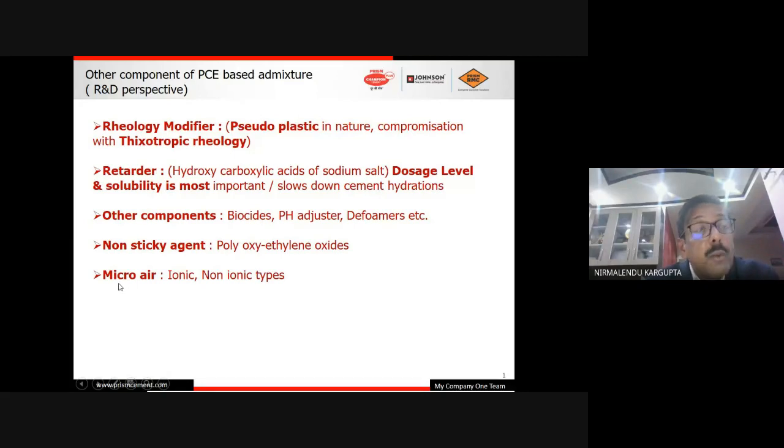It is better to use micro air because the drop in strength is less. If you use macro or micro, in both cases you will see some drop in strength, but in the case of micro air you will find less drop in strength. So these are the components of the formulation recipe.